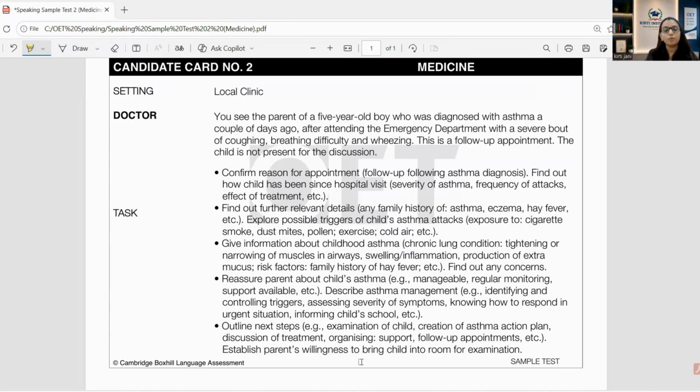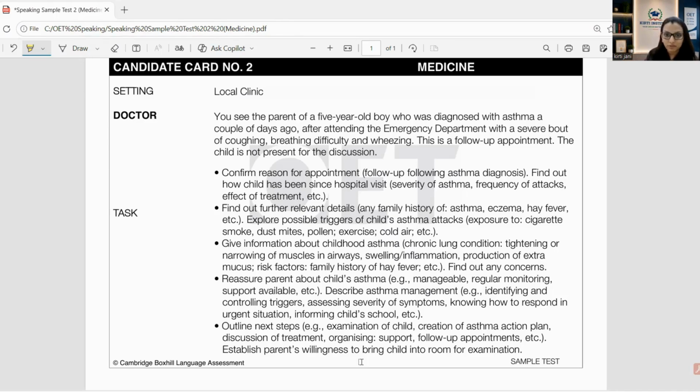Okay, so when the interlocutor gives you the card or displays the card on the screen for the computer based test, they verbalize the candidate card number and your profession. It's your role as well to make sure that you have been given the right card, though they don't make mistakes. Then you see the setting. In this case, the setting is local clinic. Now start assuming yourself working in a local clinic as a doctor.